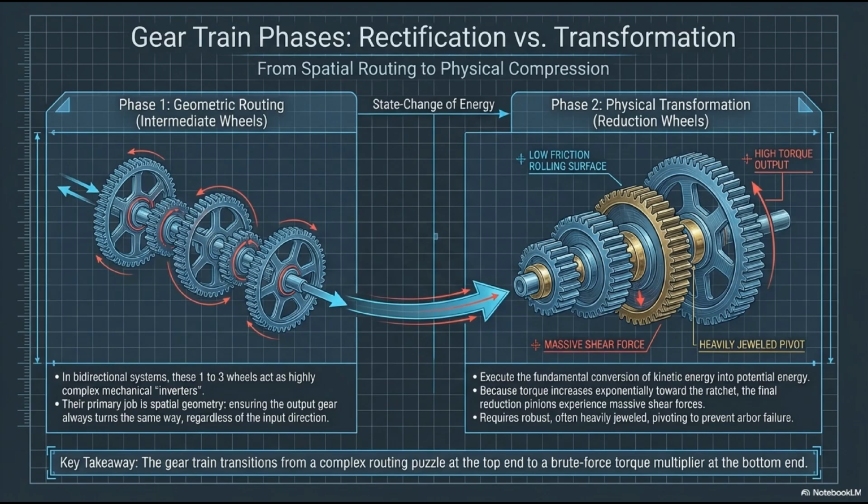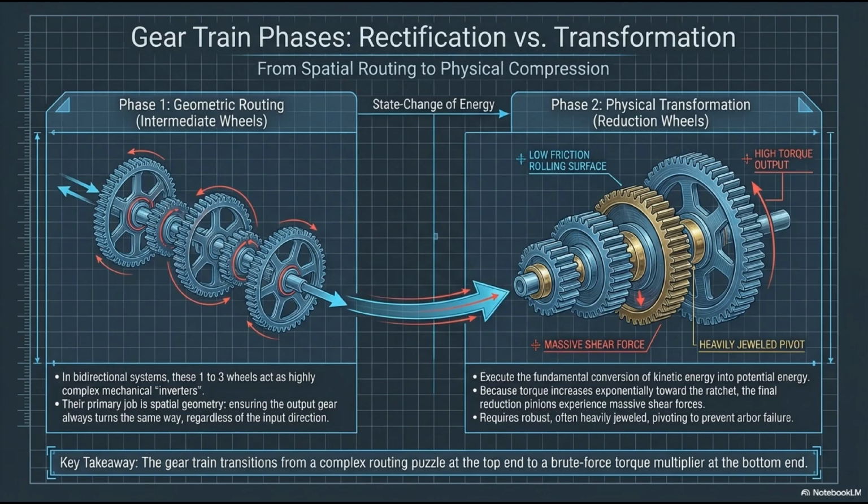Look at phase 1 on the left, geometric routing. In bidirectional systems, these 1 to 3 intermediate wheels act as highly complex mechanical inverters. Their primary job is spatial geometry, ensuring the output gear always turns the same way, regardless of the input direction. The torque here is low, the speed is high.